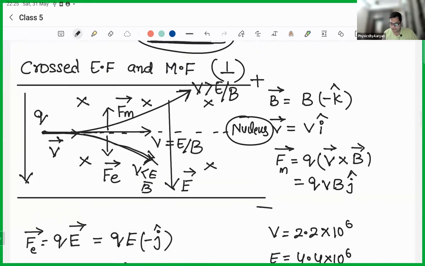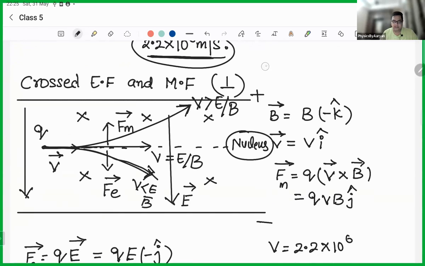So few important things. First you need is a crossed magnetic field and electric field. Why crossed? You can clearly see that electric field and magnetic field are perpendicular to each other. So you see your electric field is in minus J direction, but your magnetic field is in minus K direction. J and K are perpendicular to each other. So you are applying crossed electric field and magnetic field, and only one velocity is allowed to move undeflected. All other velocity particles will deflect. So when you take a sample, only one particular velocity will move undeflected and hit the nucleus, and all other velocities will either go up or down.